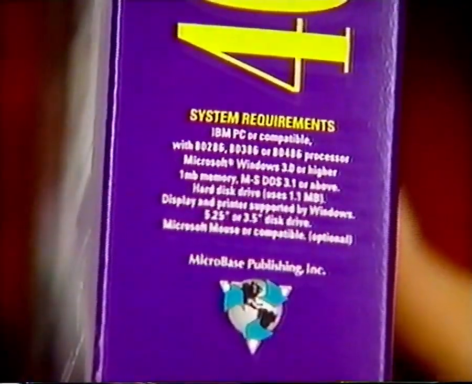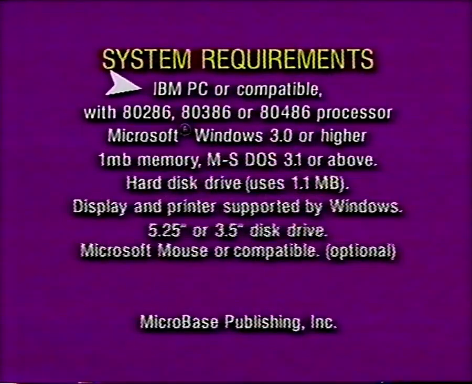Starting at the top, you need an IBM PC or compatible type of computer that's a 286, 386, or 486 computer, with Microsoft Windows too. Your computer should have at least 1 megabyte of RAM. Running DOS 3.1 or above means DOS 4, 5, or 6. Your computer should also have a hard disk, and the number in parentheses tells you how much space the software program takes on the computer.